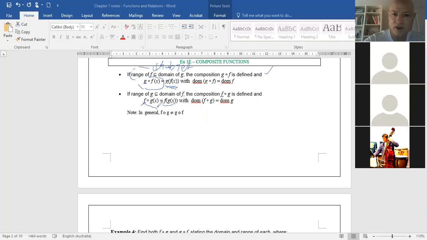So if we're trying to find f of g, which is fg of x, then we look at the range of g, and if it's a subset of the domain of f, then it's defined. Right? Not necessarily that they're equal to each other. Very important. Okay, let me clear this one.